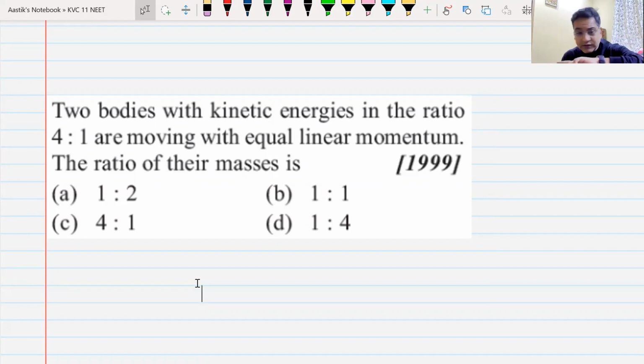So I will give you this one. I will give the reverse one as well, so that you will understand the two types of question that can come. Out of these 4 or 5 questions, you will get 1 or 2 questions in your examination. Can anyone tell me the answer for this one? Two bodies with kinetic energies in the ratio of 4:1 are moving with equal linear momentum. What is the ratio of their masses? I'll give you 2 minutes to do it.